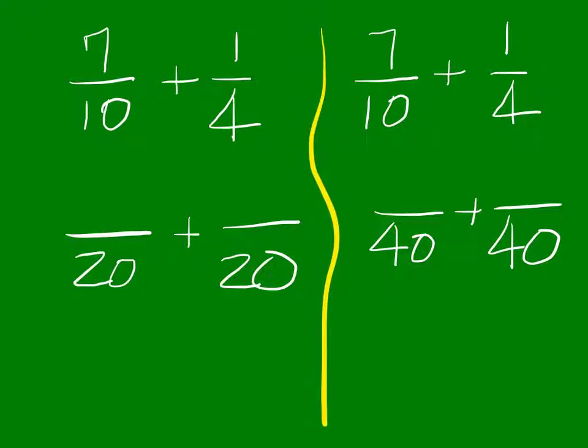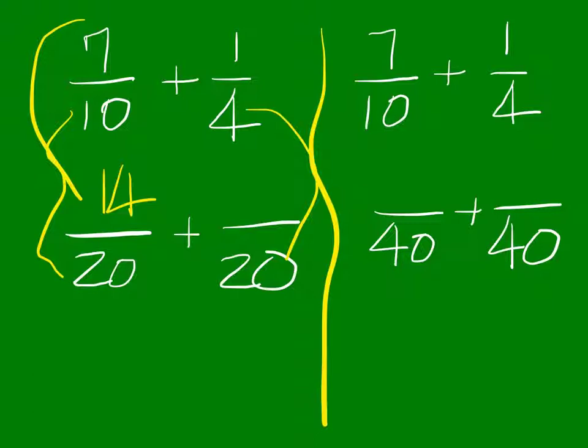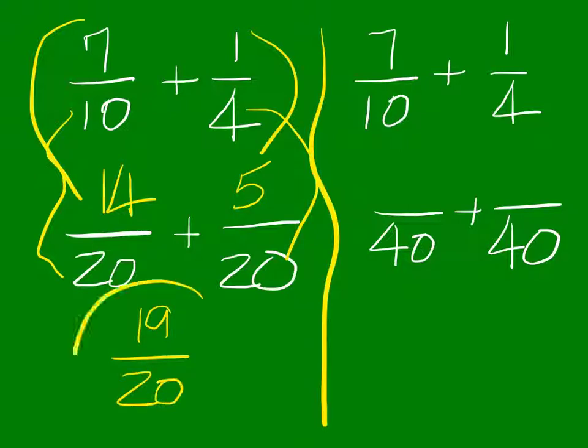If you chose 20 as the denominator, 10 times 2 is 20, so I have to multiply 7 by 2 to get 14. 4 times 5 is 20, so 1 times 5 is 5. The answer should be 19 over 20.